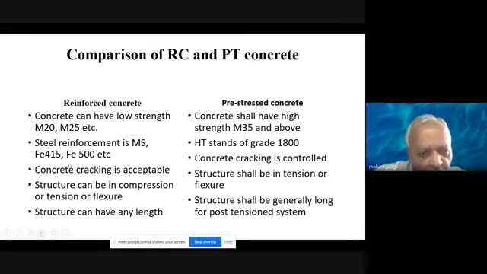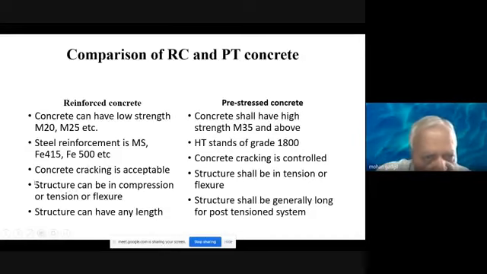Now, in normal concrete, the concrete cracking is acceptable. We say that below the neutral axis, if concrete cracks, we have no worry at all. That is in any way neglected. While in the case of pre-stressed concrete, the tension cracking is controlled, and we don't allow a huge amount of tensile stresses there. The tensile stress is limited.